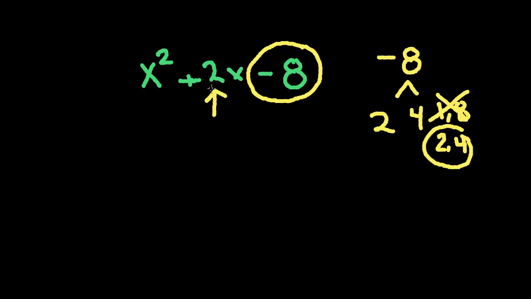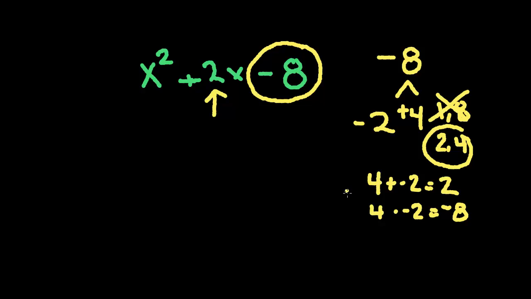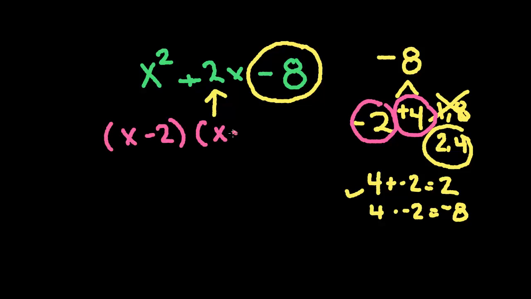And if we want to add to get a positive 2, we know that the positive is going to have to be on the bigger number here, a positive 4, and the negative is going to be on the 2. Because 4 plus a -2 is equal to a positive 2, and a 4 times a -2 is equal to a -8. So we know that this is going to be our solution. Once we get those two numbers, the rest is very simple. We just take those two numbers and stick an x in front of them. So we do x with our -2 and an x with our +4. And that's it. We're done.